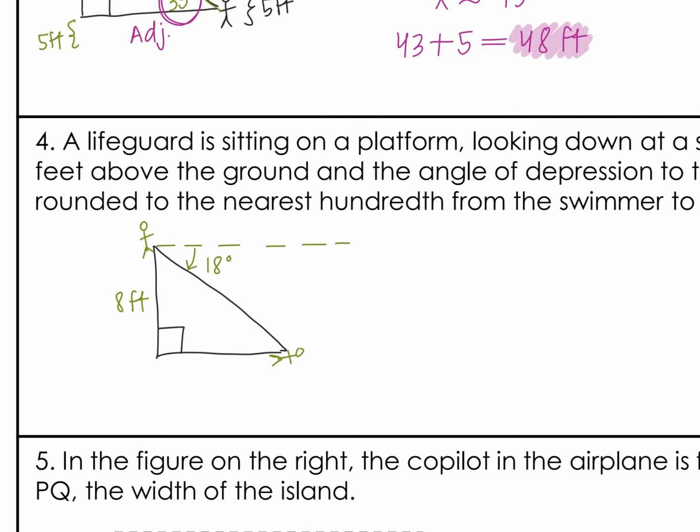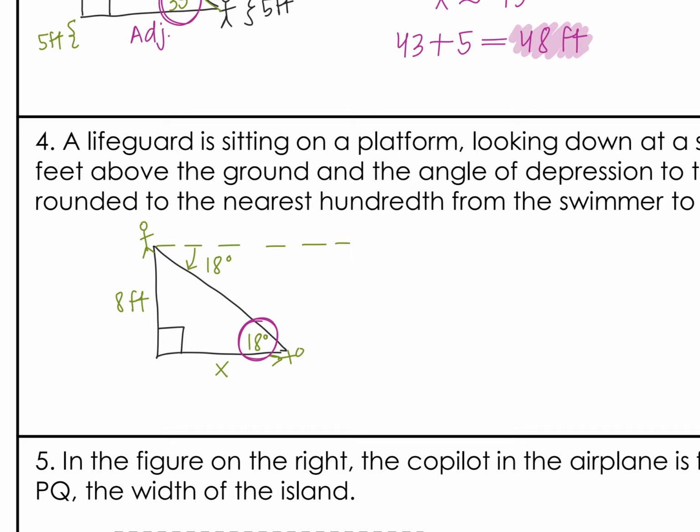What is the horizontal distance, rounded to the nearest hundredth, from the swimmer to the lifeguard? Okay, so horizontal is going to be that left to right. And so I'm going to put an X here for this length. That's what I'm going to try and find. Remember, I like to have my angle of elevation because it's going to be in my triangle, so I'm going to move that 18 degrees down here. And then we can start using our steps to solve.